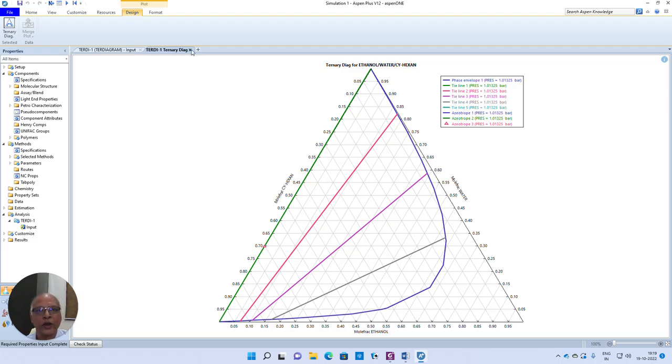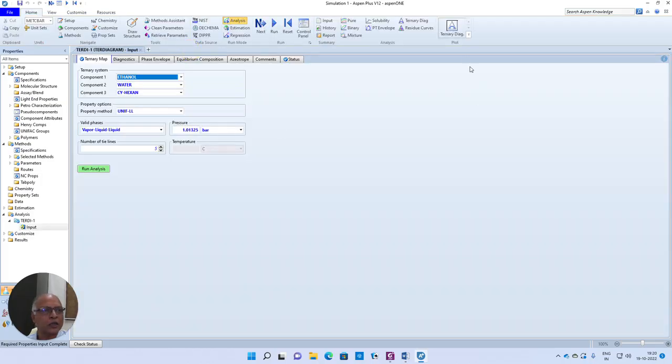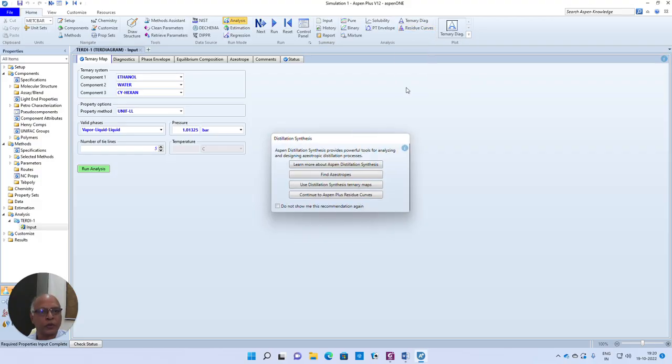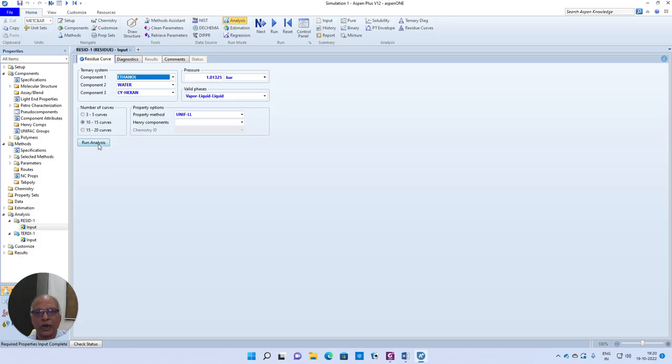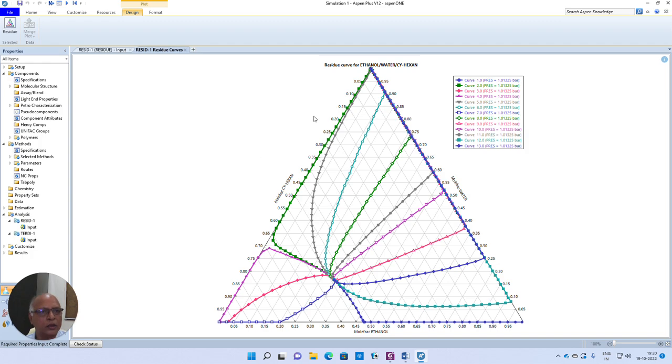In addition to this, you will be able to do other analysis. Let me press on this residue curves. So continue to Aspen Plus residue curves, run analysis. These are going to give you, please go through literature and see what type of information you will be able to get from plotting this kind of residue curves. I may not be in a position to go into those details in the demonstration.